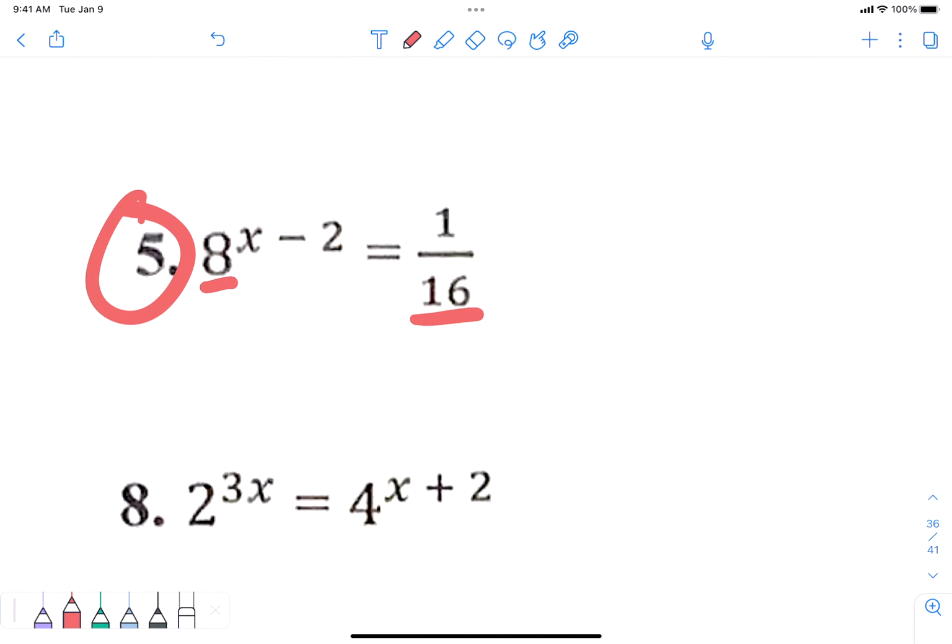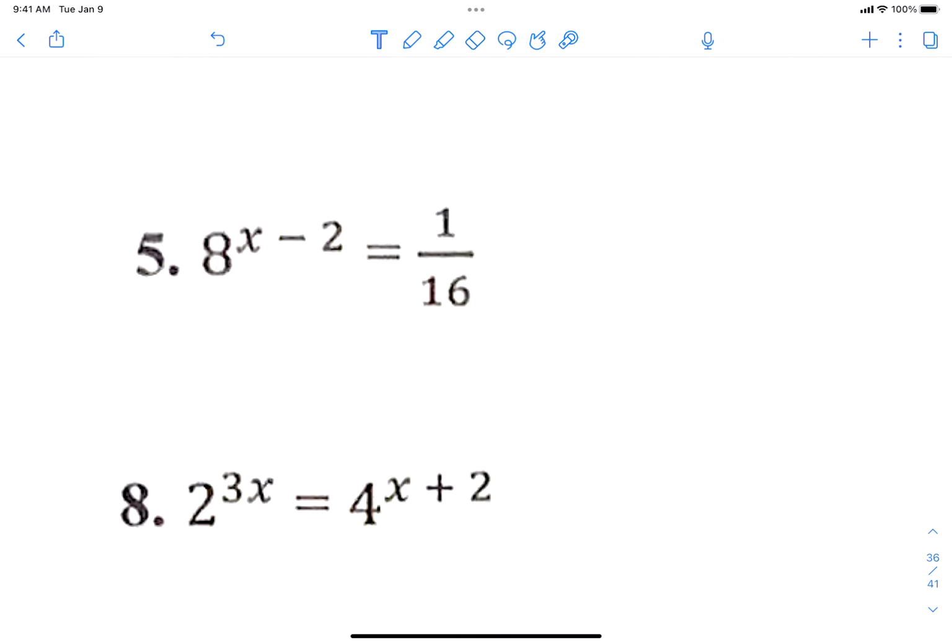Okay. All right. So this one you can get them to be the same number, but Romeo's wrong. We can't make them 4 because 4 squared is not 8, so that doesn't work. So what do you have to do? We have to make them 2s, right? We have to make the base of 2.